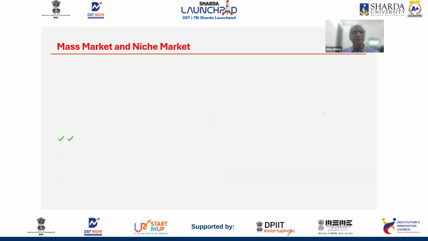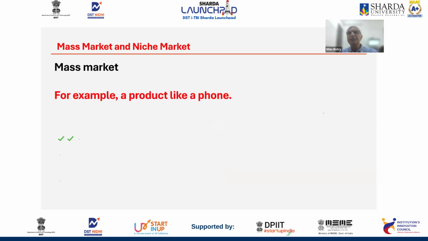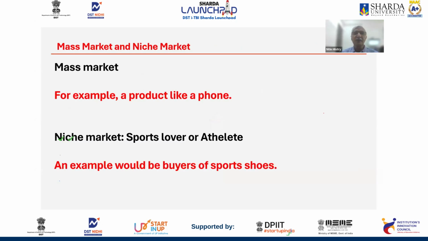For example, mass market. Mass market is the general population or a large group of people with similar kind of needs. That means, for example, a product like a cell phone. We are not going into detail of what kind of cell phone, but it's meant for a mass market. What is a niche market? Niche market is a specific group of people with unique needs and unique characteristics. For example, sport shoes, not everyone buys. It could be a sport lover or sportsman or athlete or something. So that becomes a niche market.